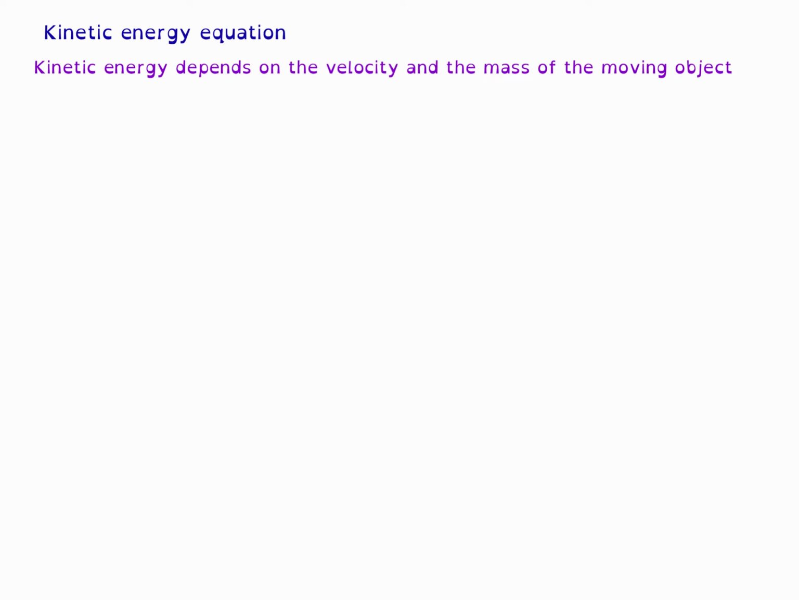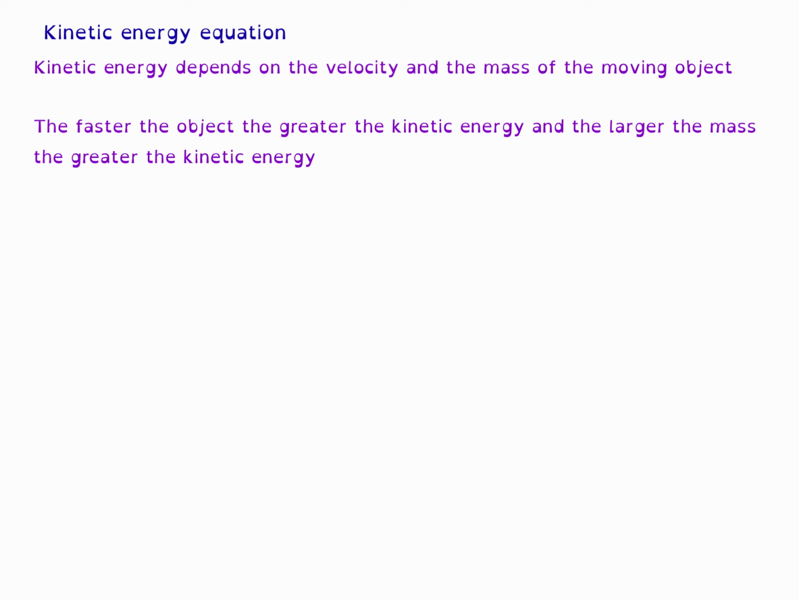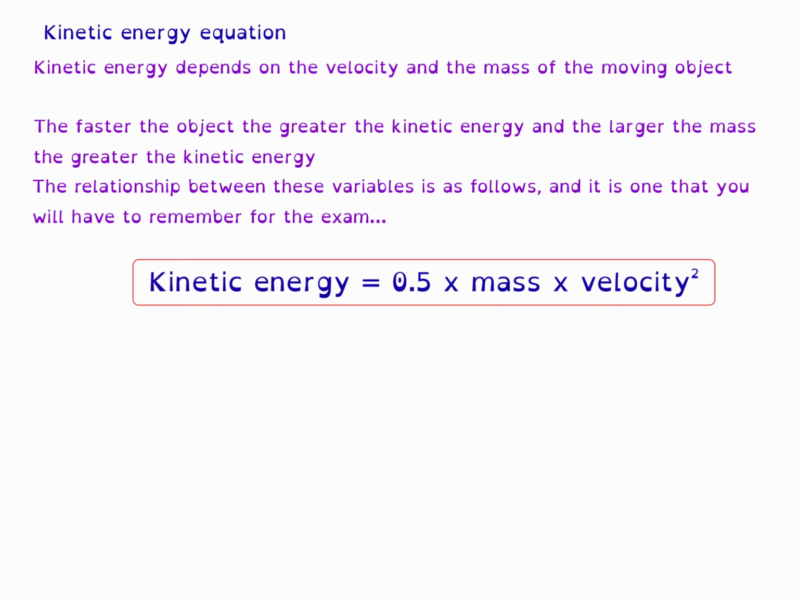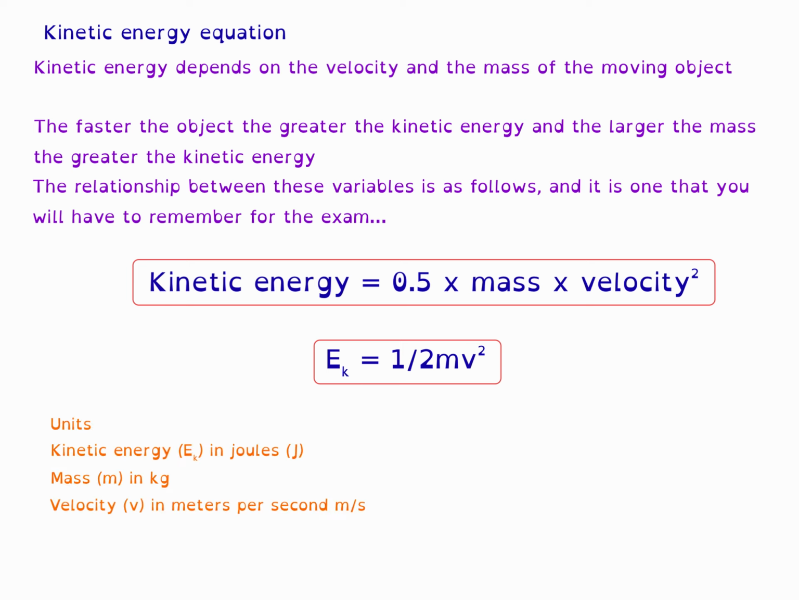Kinetic energy depends on the velocity and the mass of a moving object. The faster the object, the greater the kinetic energy, and the larger the mass, the greater the kinetic energy. The relationship between these variables is as follows, and it's one that you will have to remember for the exam. Kinetic energy equals 0.5 times the mass times the velocity squared, or EK equals a half mv squared. The units for kinetic energy are the joule. For mass, it is kilograms, and the velocity is in meters per second.